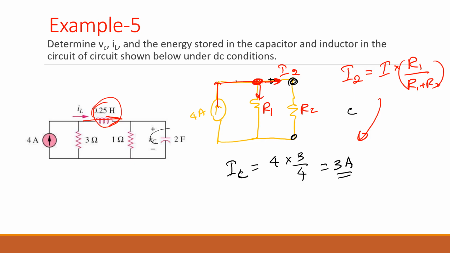So the voltage should be what? Voltage across these two, voltage VC, is equal to current times the resistance. Current we found 3, resistance is 1, so that will be 3 volts.